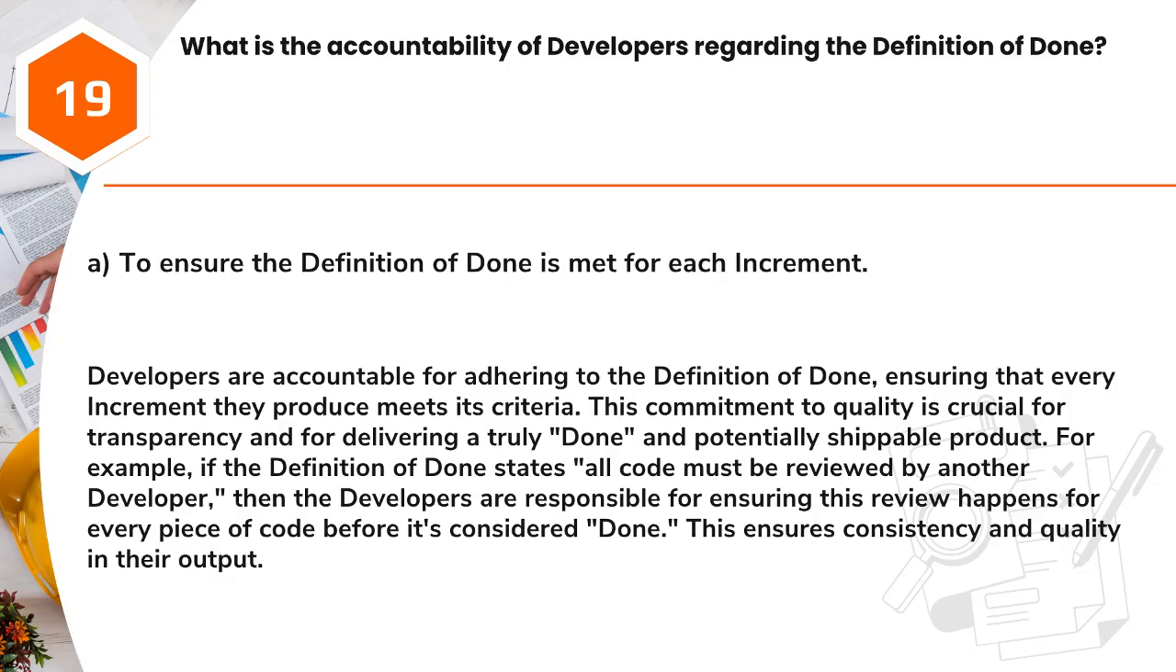For example, if the definition of done states all code must be reviewed by another developer, then the developers are responsible for ensuring this review happens for every piece of code before it's considered done. This ensures consistency and quality in their output.